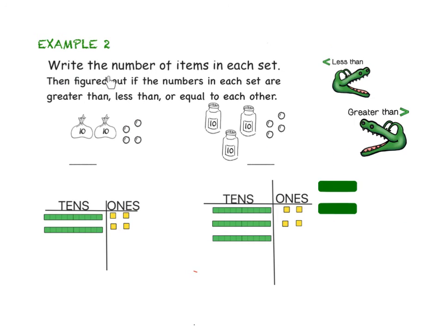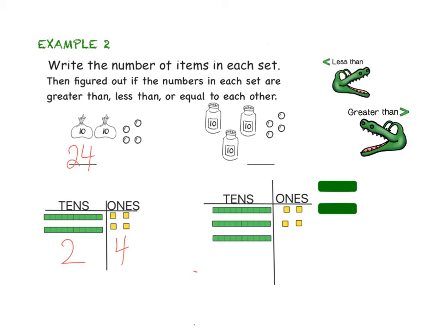Here we have our second example. Write the number of items in each set. Then figure out if the numbers in each set are greater than, less than, or equal to each other. For our first set, we have marbles. We have 1 bag of 10 and another bag of 10. So we're going to come down to our place value chart and fill in our tens area. So we have 1 group of 10 and another group of 10 equaling out to 20. So we're going to write that right in. We have 2. And then we have 1, 2, 3, 4 loose marbles. We're going to come down to our ones area and write that in. So that equals out to 24.